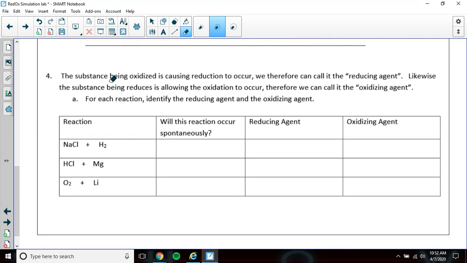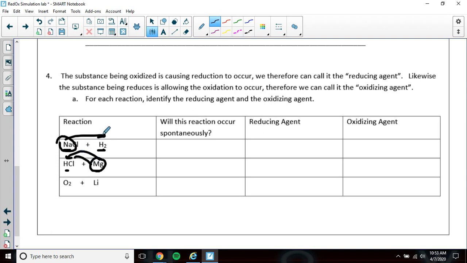And then here, will these substances react spontaneously? So this is, is Na higher than H? And is Mg higher than H? If so, whoops, I did that one backwards. Notice they're both written different ways. So if H2 is higher than Na, it will go. If Mg is higher than H, it will go.